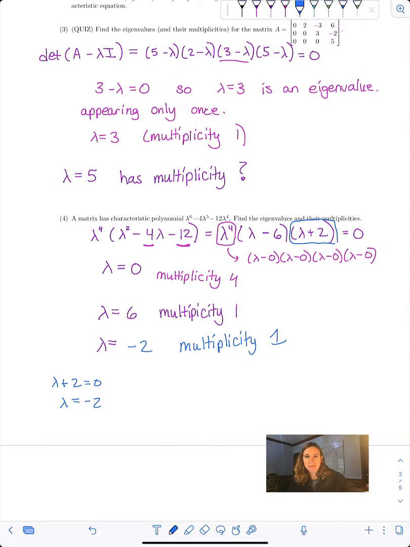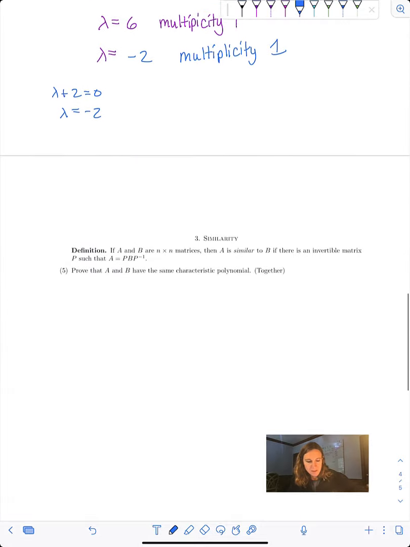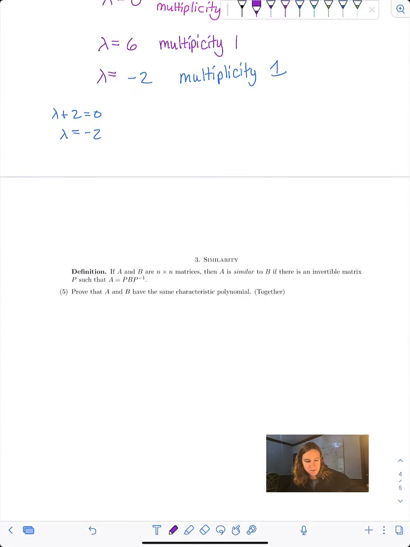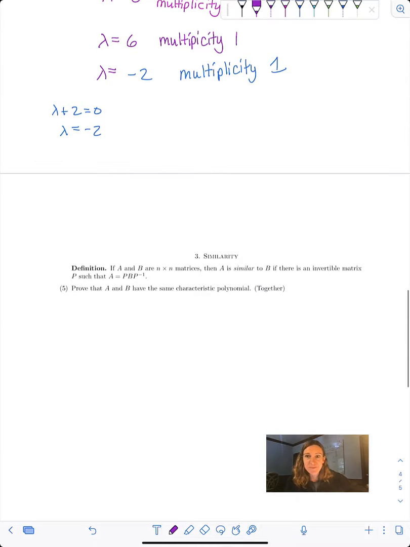Okay, and so now we want to talk about the notion of similarity. So if we have two matrices they're said to be similar if one of them equals P times the other one times P inverse for some invertible matrix P. And so we've seen this, I've been prepping you for this all along, right? So this is an important concept that will come back to us periodically. And so we want to show that, in fact, if they satisfy this property, they have the same characteristic polynomial.